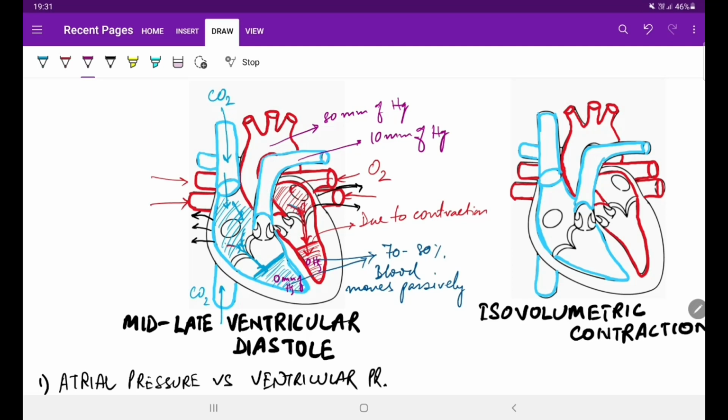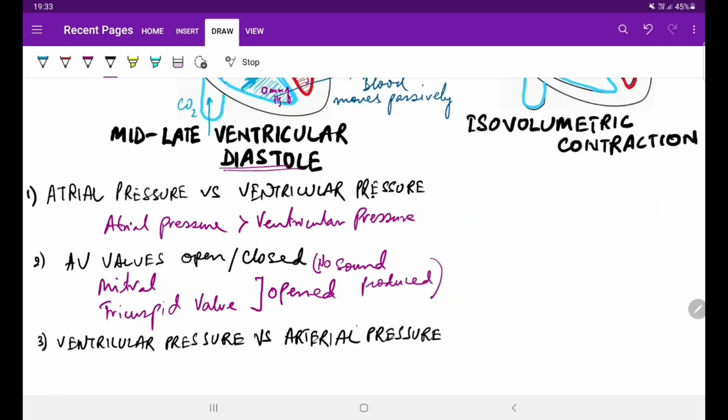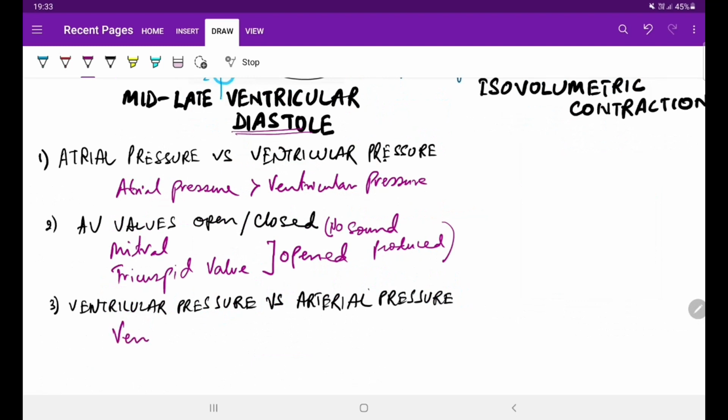So, now we come to the next point of our observation, whether the blood will flow out of the ventricles into the arteries or the ventricles will remain under the diastole condition. So, ventricular pressures versus arterial pressure. As the arteries have more pressure than the ventricles, the ventricular pressure will definitely be very less as compared to the arterial pressure.